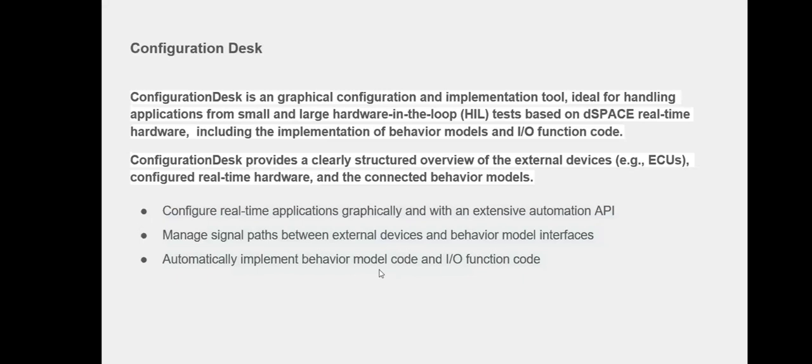Okay, so behavior model is plant model. The model can be run by this configuration desk, and also the IO function code. IO function in the sense input output. It comes under all the digital, analog, and protocols, right? So this is about the configuration desk. What it will do: it will configure the complete inputs and outputs, and it will manage signal paths.